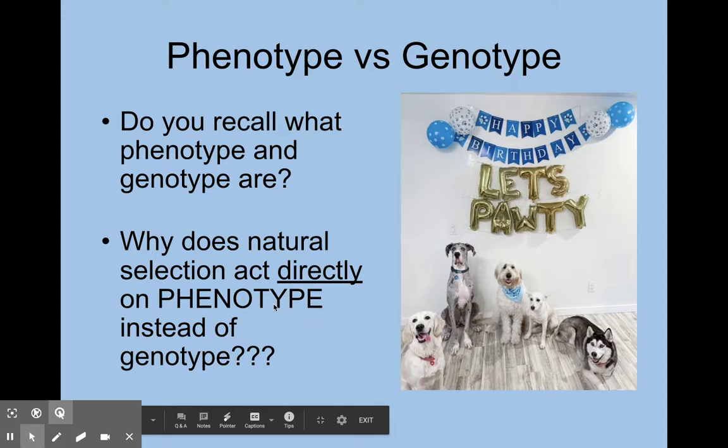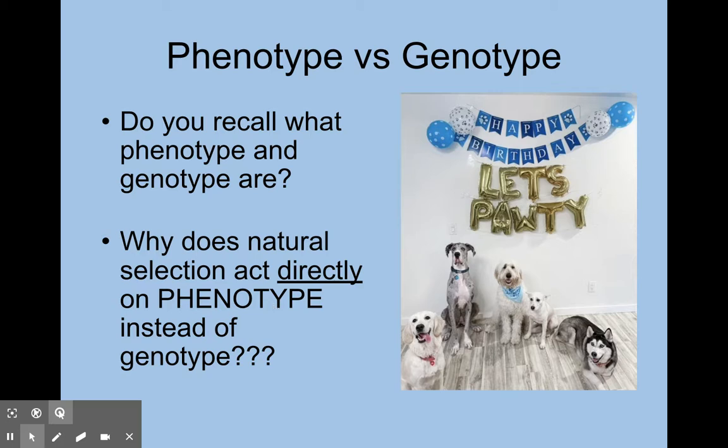And why does natural selection act directly on the phenotype instead of the genotype? So when we're talking about phenotypes, we always want to think of survival and reproduction. So these physical characteristics allow the species to survive better. And then, of course, it gets passed on to the next generation.